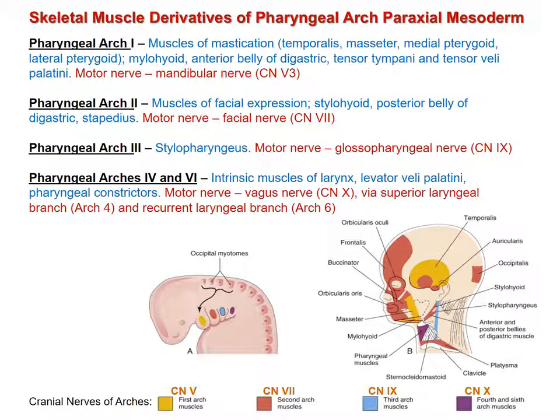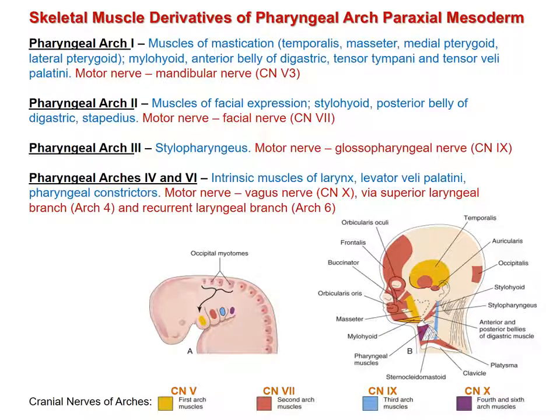The cranial nerve of this arch is the mandibular division of the trigeminal nerve, or the third division of the trigeminal nerve, often referred to as V3, and it is this division only that contains motor fibers. The first and second divisions of the trigeminal nerve are sensory only.